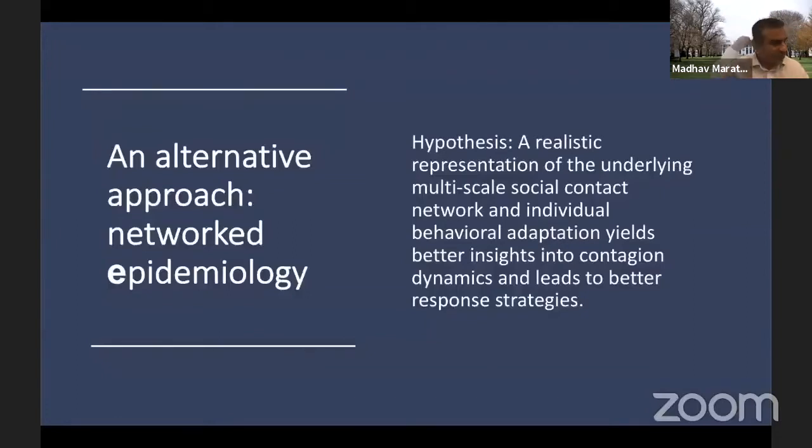So as useful as these models have been, there is a certain amount of shortcoming, or shall I say, something left to be desired, which is that they don't capture the heterogeneity of the system. The approach that I would like to outline today is one that I'm calling networked epidemiology, to study epidemic processes on multi-scale social contact networks. The hypothesis is that a realistic representation of the underlying network and the behavioral adaptation yields better insights into the contagion dynamics.